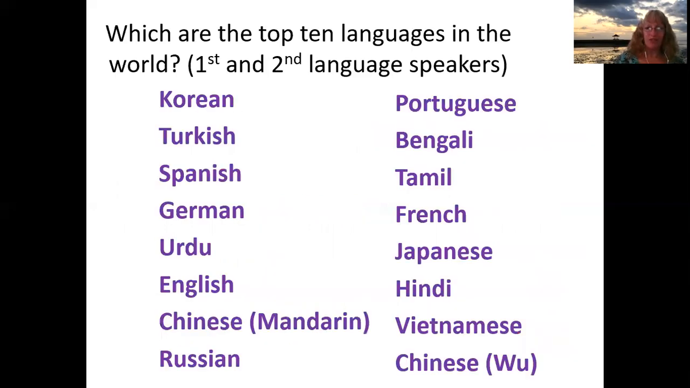Okay, so what do you think the top languages are in the world? And this is including first and second language speakers. Have a look through the list and pause for a minute or so to think.